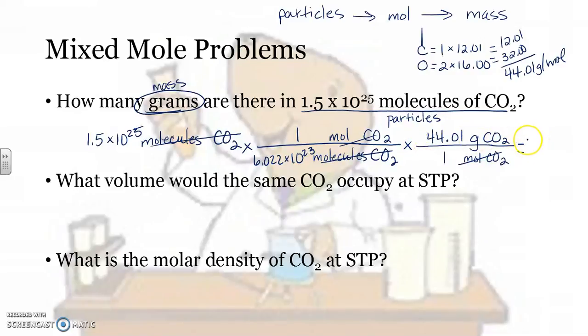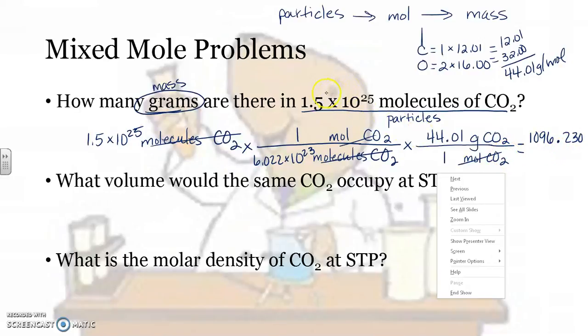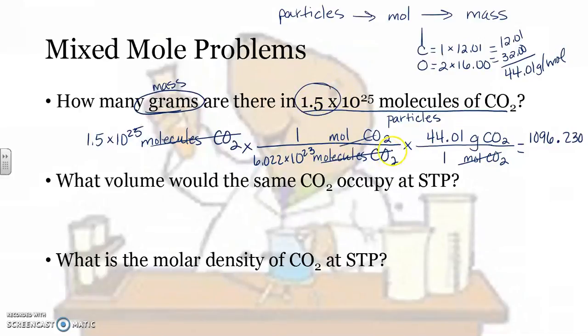So how many grams do we have? This is a lot of grams. 1096.230 and so on. Let's look at our significant figures. We need 2 significant figures. So the 1 counts, the 0 counts, everything else behind it is simply a placeholder. So this becomes 1100 grams of carbon dioxide. Now, if you don't like that, you can also change this into scientific notation and say it's 1.1 times 10 to the 3rd grams of carbon dioxide. Either one of these 2 answers would be correct.